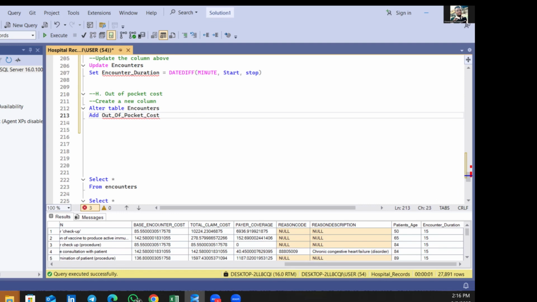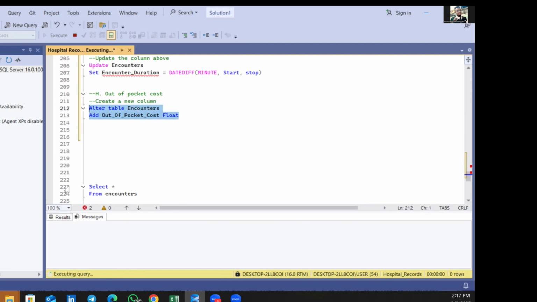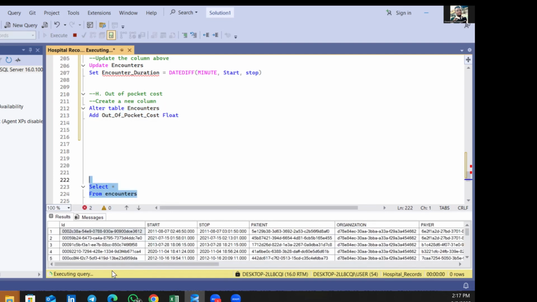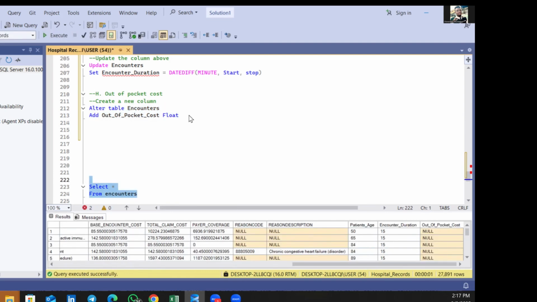So in order to do that, we have to alter our encounter table, because the 2 columns I'll be using to create that is actually on the encounter table. So I have to add out of pocket cost, which is the name of the new column that I want to have, and of course I have to put the data type just right in front of it, which is float. Why float? Because we're going to be having decimal numbers based on the 2 columns that we'll be using to get this out of pocket cost.